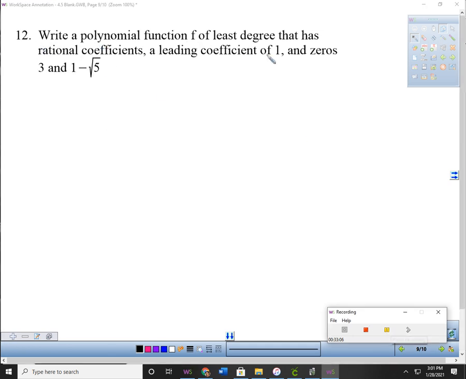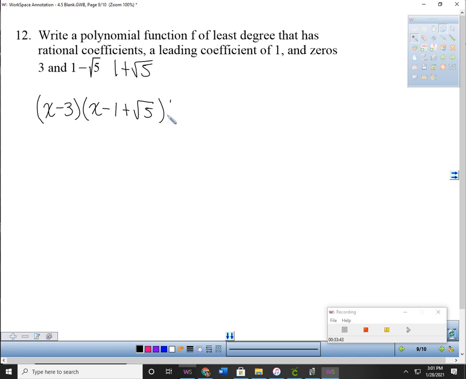All right, number 12, exactly the same. They've told me that I have a 0 of 3, and I have a 1 minus the square root of 5, but I know that if I have a root, that there's another one, right? So the other one would be 1 plus the square root of 5. So I'm going to write my factors here. So this is a positive 3, so this will be x minus 3. So conversely, if this was negative 3, then you would have x plus 3 here. Then I've got x minus 1 plus the square root of 5.